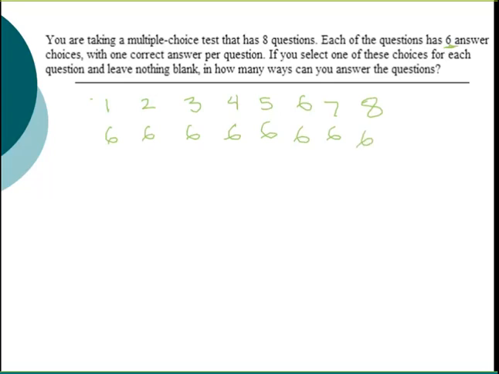If you select one of these choices for each question and leave nothing blank, how many ways can you answer the questions? Well, all we have to do is multiply 6 that many times to figure out how many different total combinations there are. So this is really just 6 to the 8th power. And so 6 to the 8th power is a very large number.